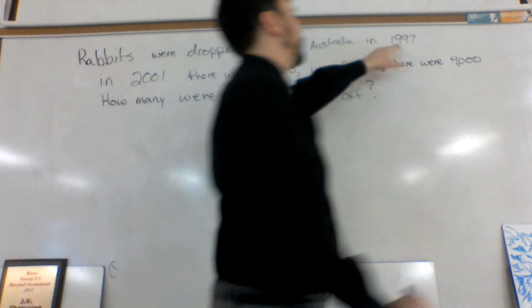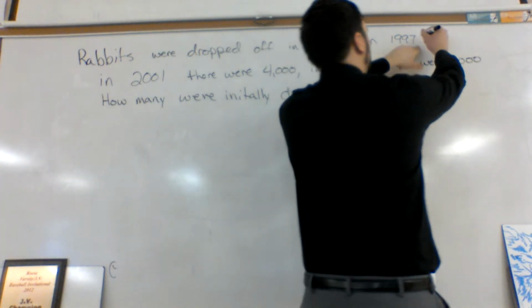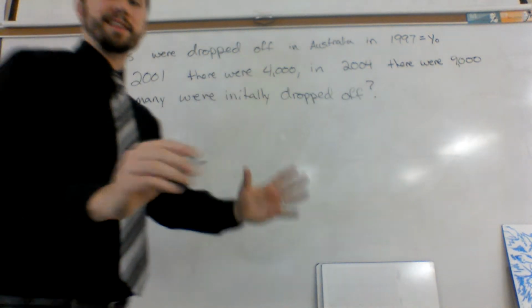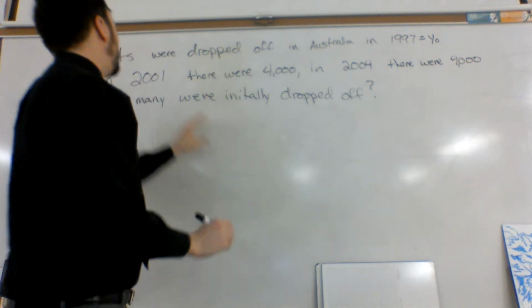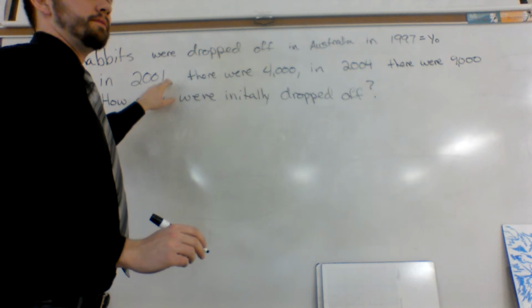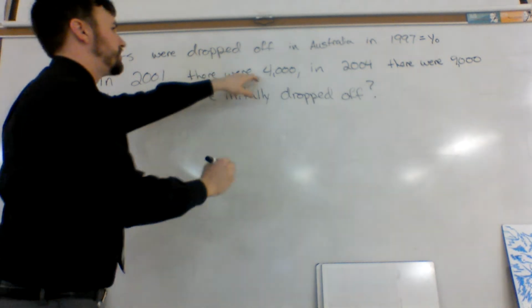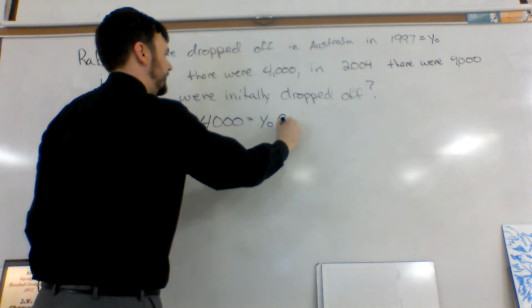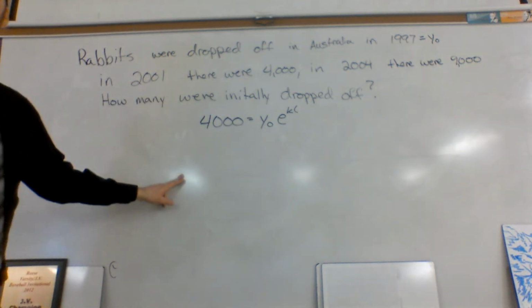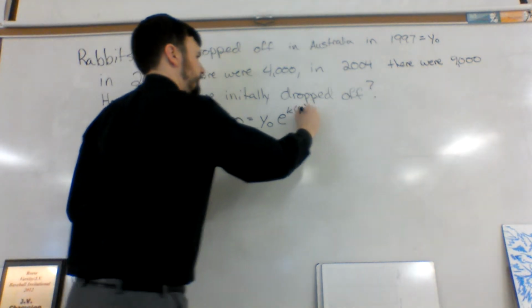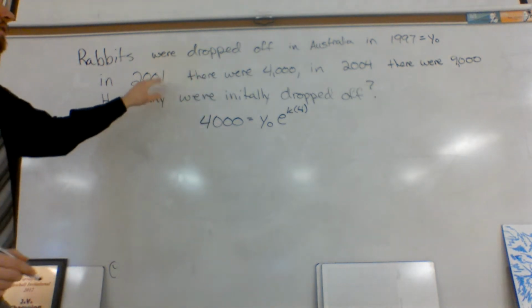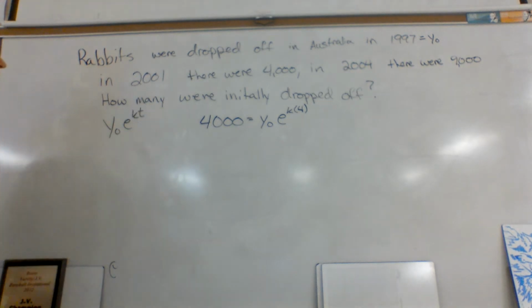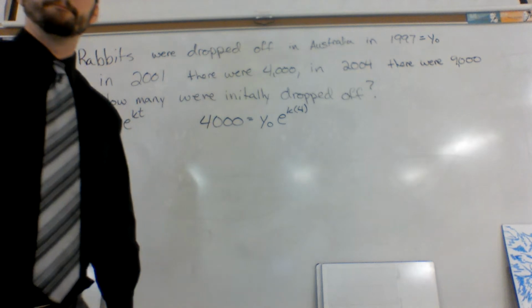We're going to change this to 1997. We're going to think of that as our initial value. Whatever amount it was, that itself isn't important. How many years after 1997 is 2001? 4. So I'm going to set up my first equation as 4,000 equals y sub 0 times e to the k times 4, because we're using the equation y sub 0 e to the kt, where t is time. There are 4 years between 1997 and 2001.